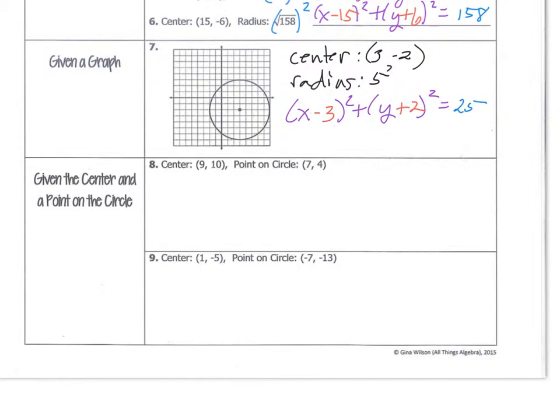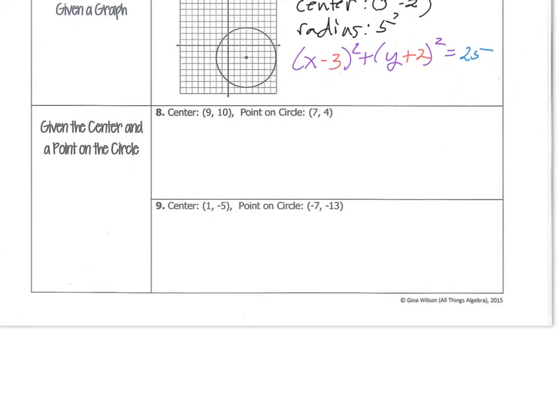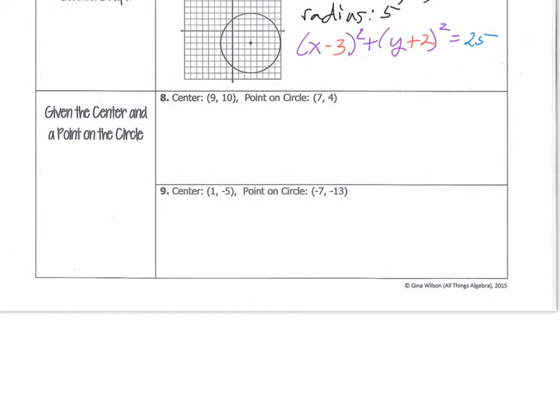So then they do get just a little bit more difficult, because then they're going to start to give you just either the center and a point on the circle, or they're going to give you 2 points on the circle. And so you're going to have to use some prior knowledge to find some things that are missing. So if they give you the center, haven't they given you H and K? So we can actually write that part. What are we missing? The radius.